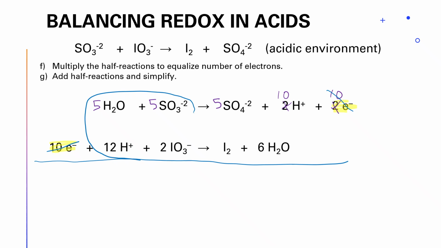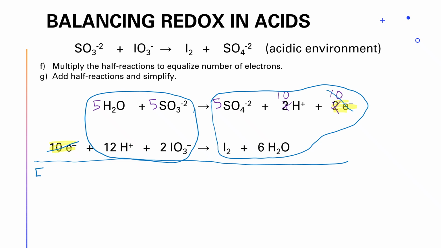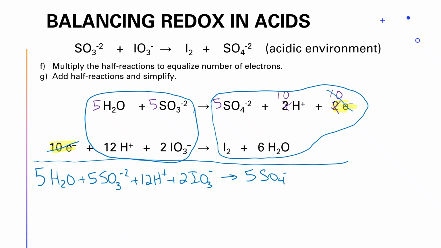Everything on the left is going to go on the left, and everything on the right is going to go on the right. So that is 5 waters and 5 sulfites, 12 hydrogens, and 2 iodates. On the right-hand side, I have 5 sulfates, 10 hydrogens, 1 iodine, and 6 waters.